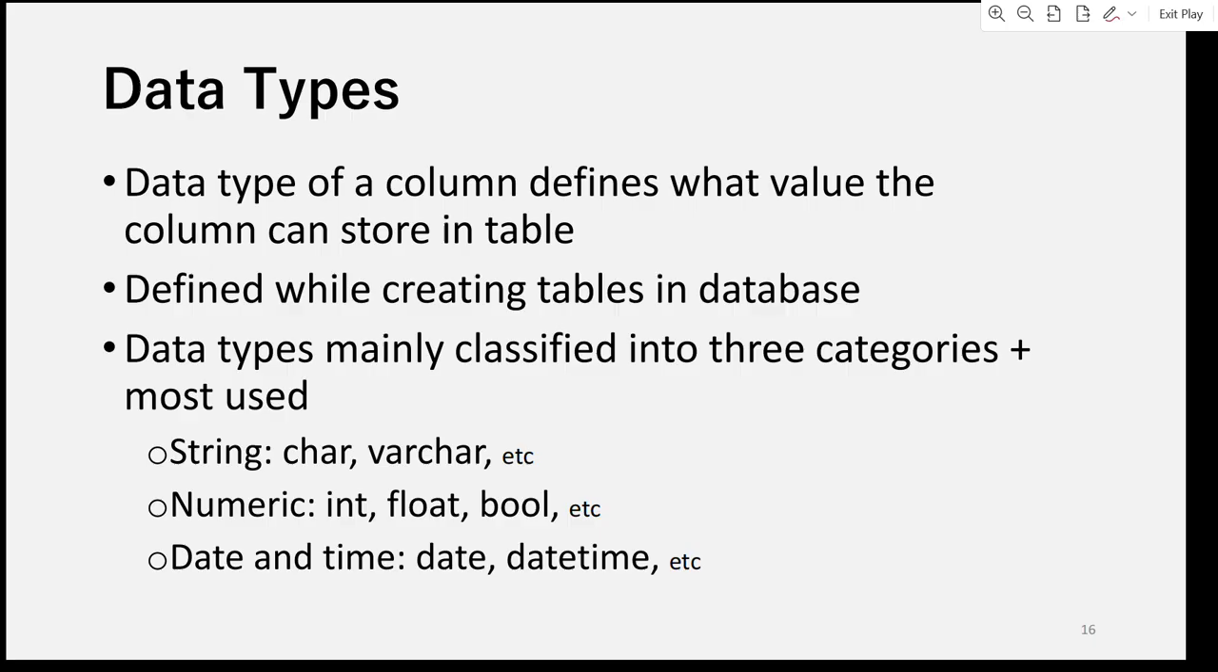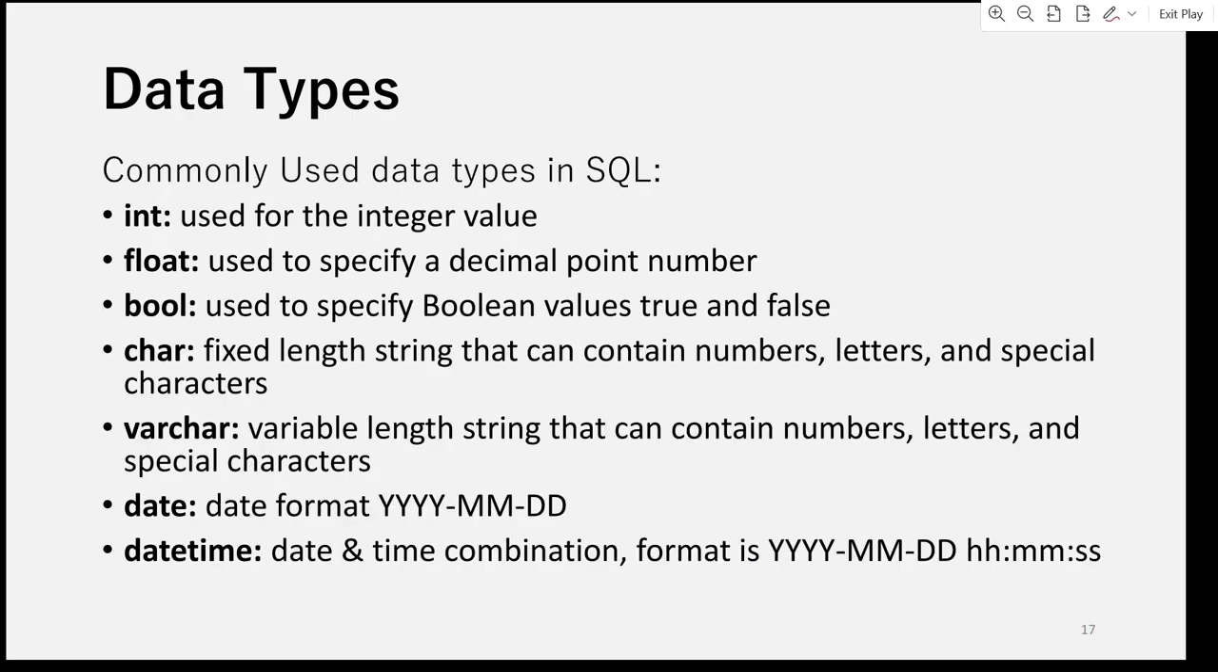So let's see what each does. Int stores an integer value. Float stores decimal point values. Bool stores the boolean, that is true or false value. Char, that is character, is a fixed length of letters and all. Varchar is a combination of character and variable length. Date has a fixed format of year followed by month followed by date, whereas datetime has date followed by the time as well.